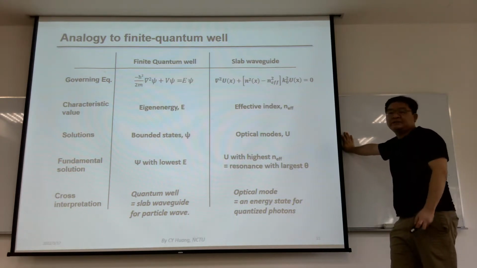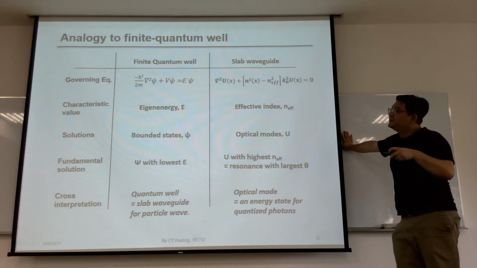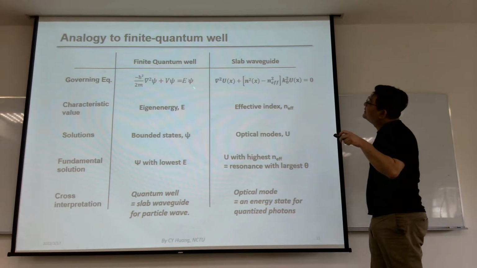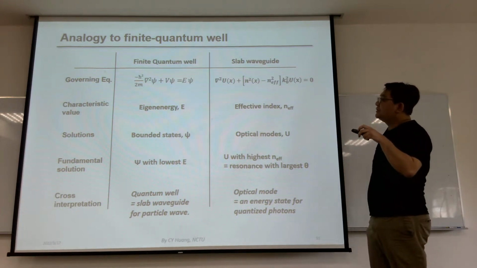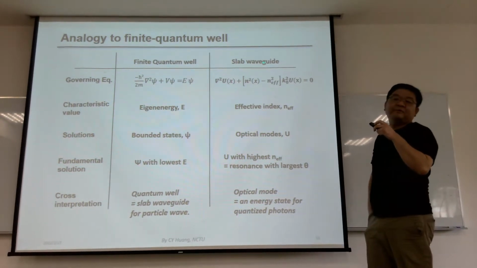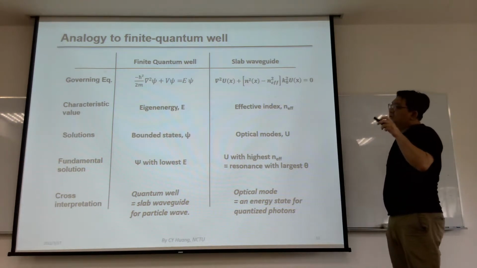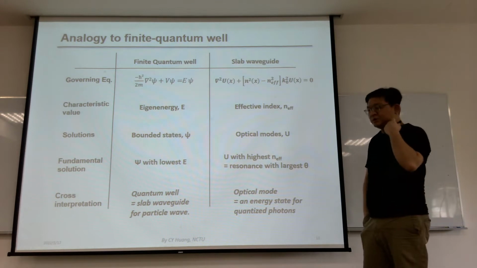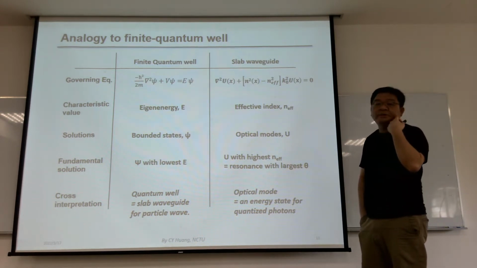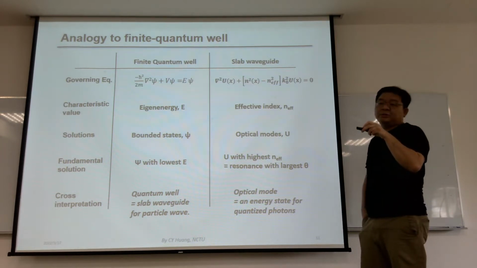Let's just do the side-by-side comparison. This is the case of the finite quantum well we did in lecture 2, and this is the slab waveguide we just finished. What's the governing equation? The governing equation of the quantum well is called the Schrödinger equation. But from the point of mathematics, it's a Laplacian equation with an eigenvalue problem.